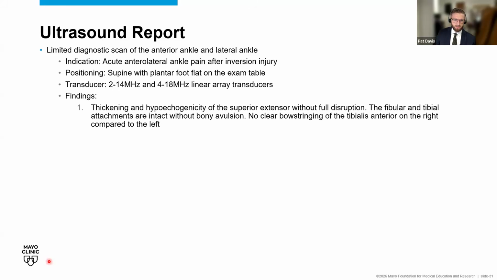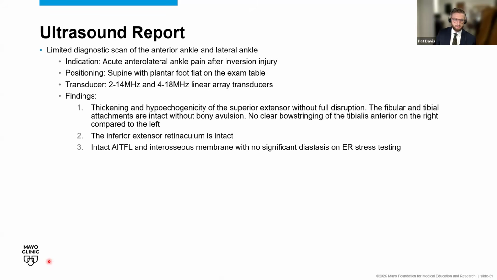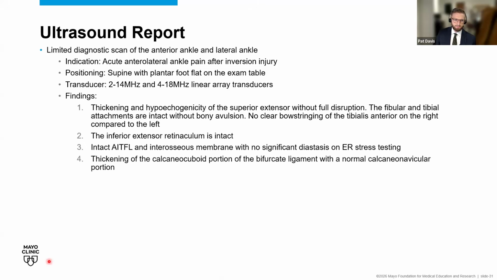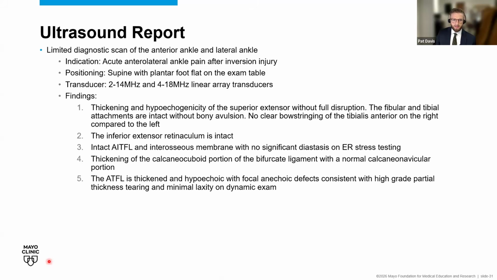The fibular and tibial attachments were intact without avulsion, with no clear bowstring of the tibialis anterior on the right when compared to the left on our dynamic evaluation. The inferior extensor retinaculum was intact without signs of low-grade injury. There was an intact AITFL and interosseous membrane with no significant diastasis on external rotation stress testing. Thickening of the calcaneocuboid portion of the bifurcate ligament with a normal calcaneonavicular portion. The ATFL did appear thickened and hypoechoic with focal anechoic defects consistent with a high-grade partial thickness tear, but with minimal laxity on dynamic exam.